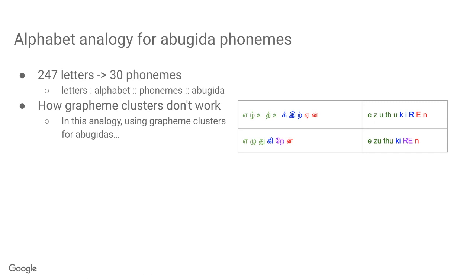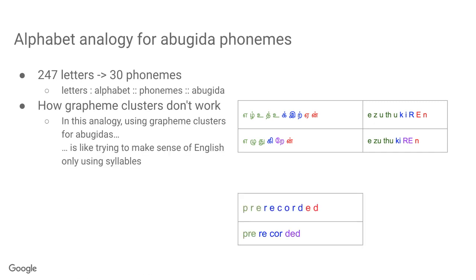They're not as useful. Because in this analogy, using grapheme clusters for abugidas is sort of like trying to make sense of English only using syllables. So for the word pre-recorded, we can see PRE is the prefix, record is the root, and ED indicates the past tense. But if I could only look at the word in terms of syllables, I would have pre, re, core, dead. And that isn't quite useful, and there's an overlap of information.